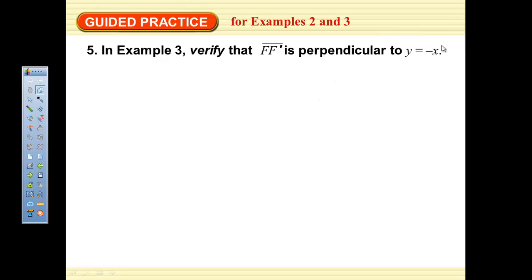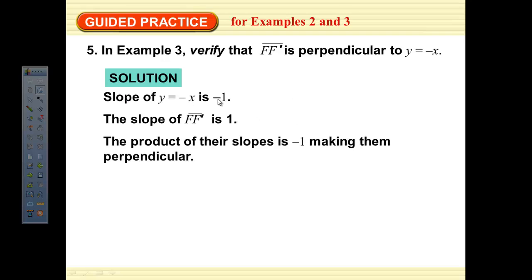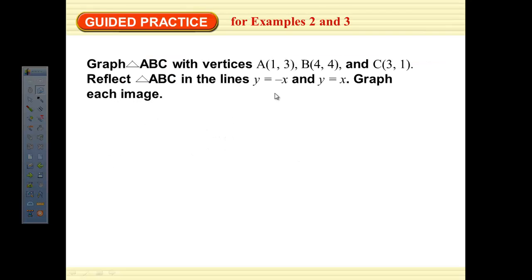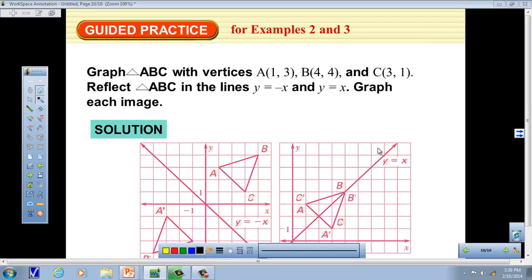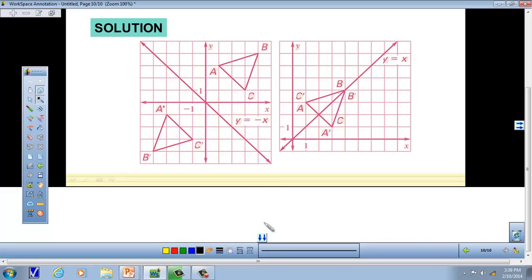So we want to prove that f prime is perpendicular to y equals negative x. So again, the slope here is negative 1, the slope here is 1. That makes them perpendicular. And finally, we have these points, and we want to graph them over both of these lines. Show you what both of them look like, and we'll go over what we would do in each case.